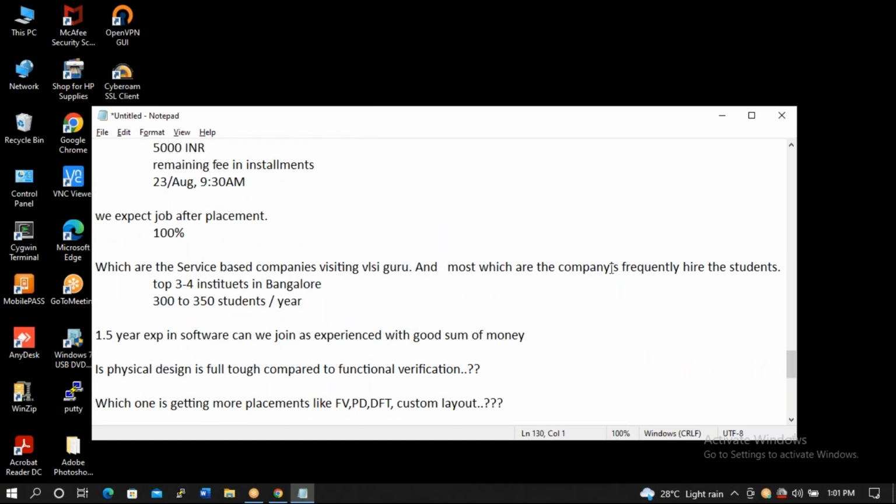And which companies hire frequently? All these companies. Even Tech Mahindra hires frequently, Capgemini hires. Capgemini is almost hiring every month, at least 10 people in different domains from our institute.